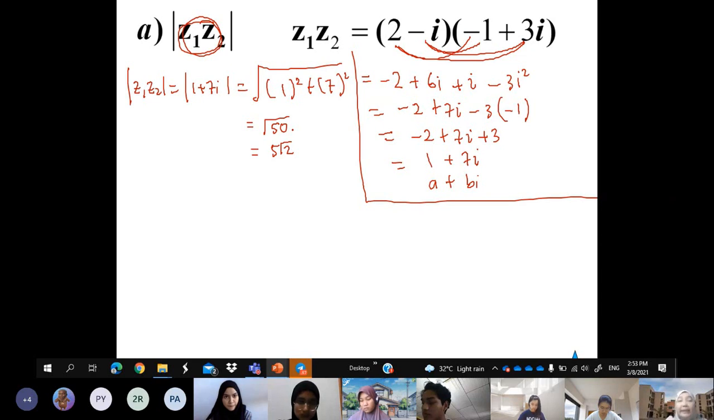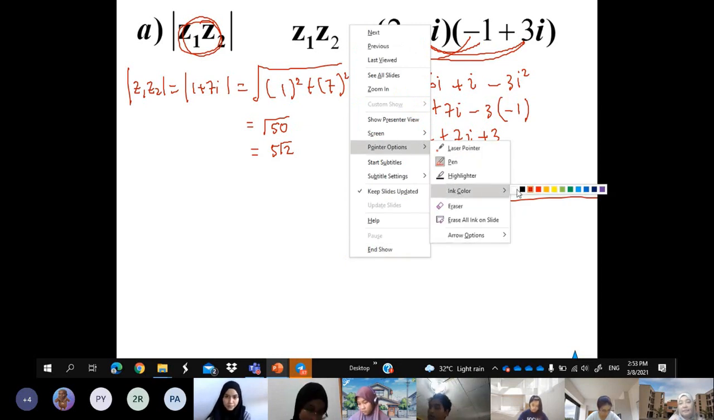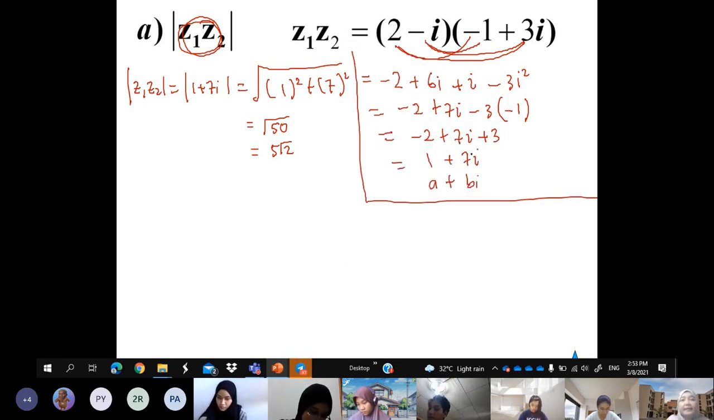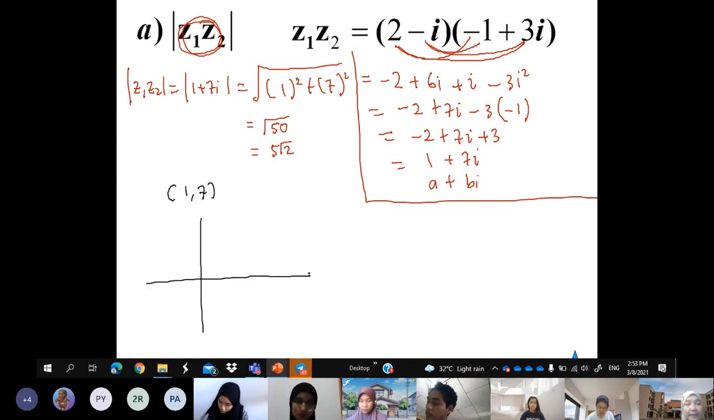Now, the aim is to find the argument. Find. Argument. It doesn't ask you to sketch the Argand diagram, no need. So for me, this is your Z, 1 plus 7i. Coordinate is 1, 7. So you can sketch. Even though it didn't ask you to sketch the Argand diagram, we just sketch. 1, 7. Here is 1, height 7, here. Confirm it lies in the first quadrant. We just want to know that, in the first quadrant.